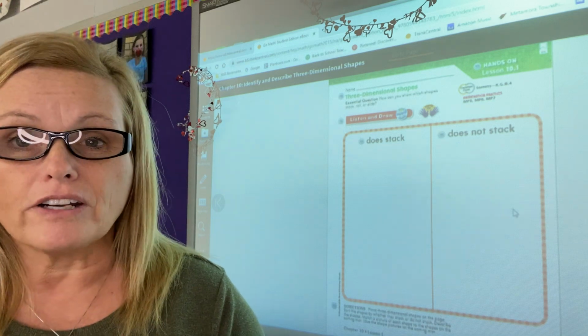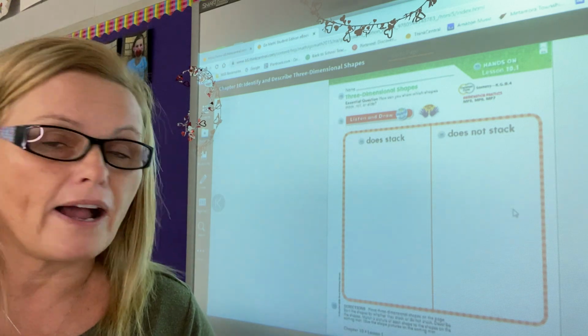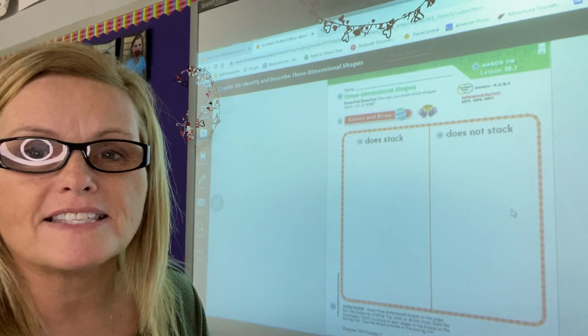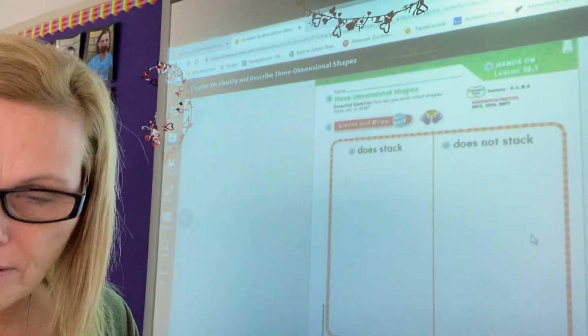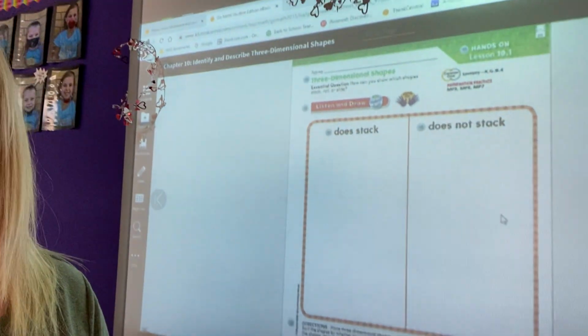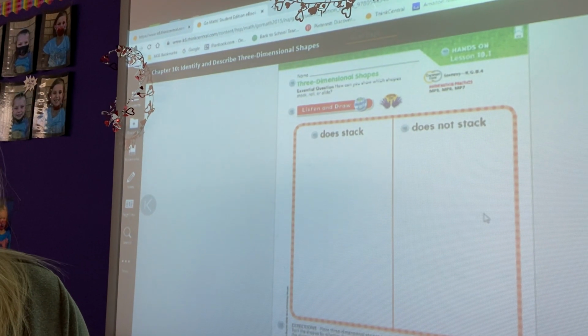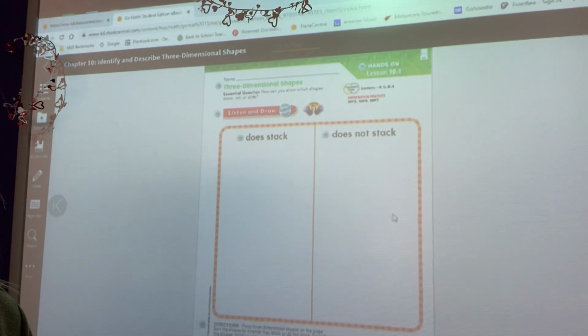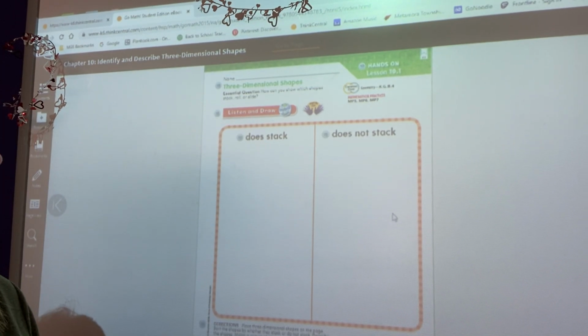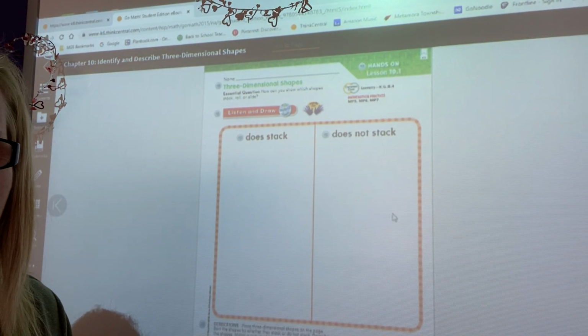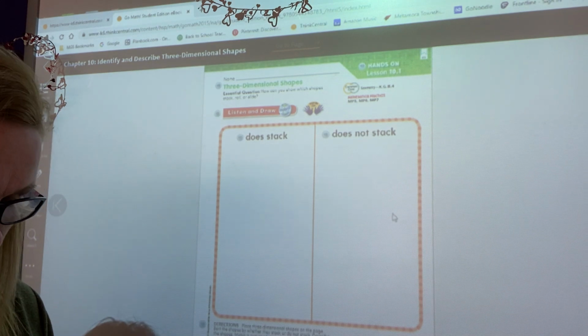Let's go ahead and get started with chapter 10. You are on page 573. Now today's lesson is not going to be easy for me because you probably do not have shapes at home like we would here at school to use, but I'm going to do my best to go ahead and draw these and show you what we're looking at.